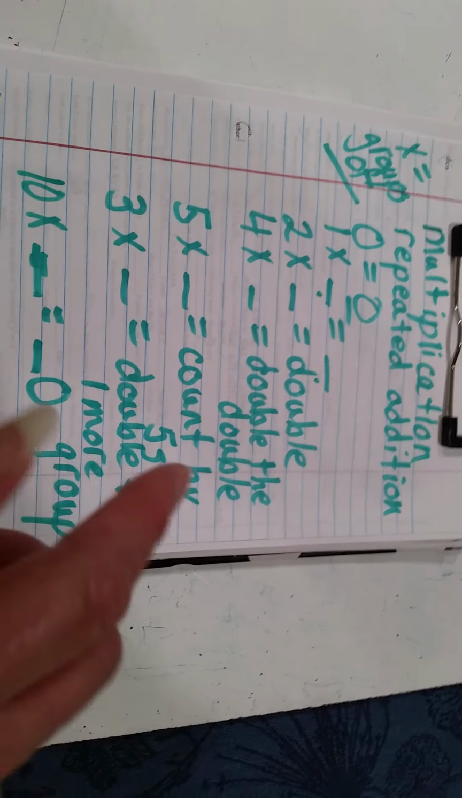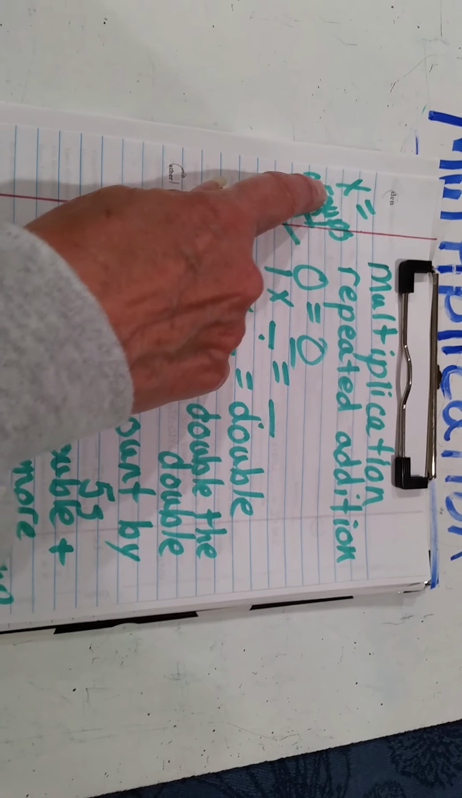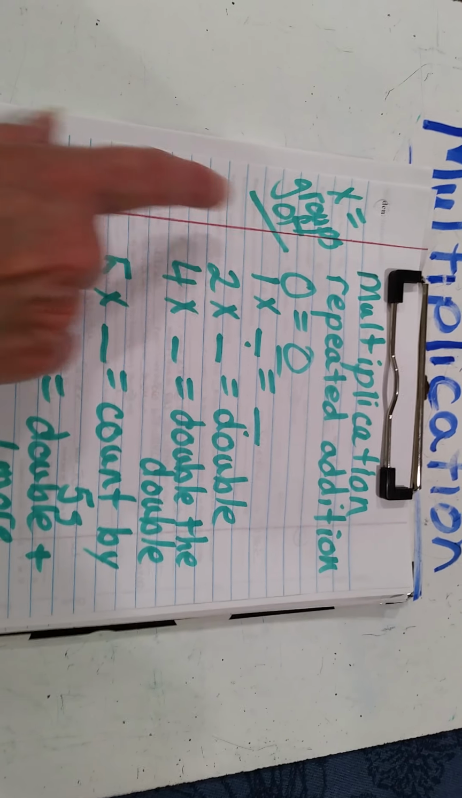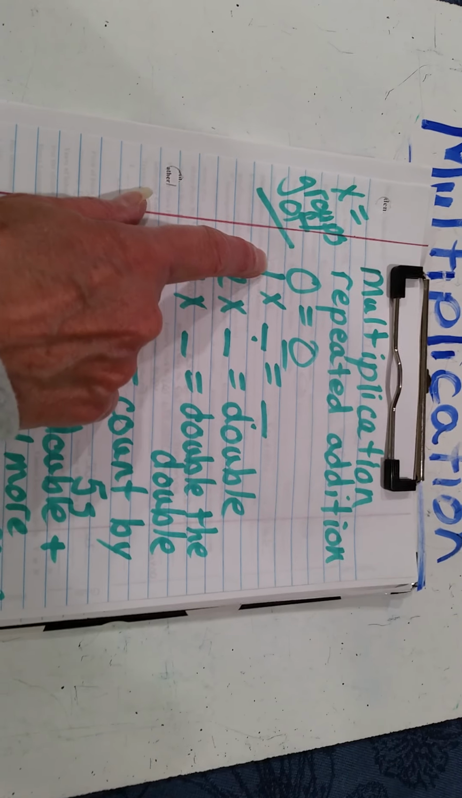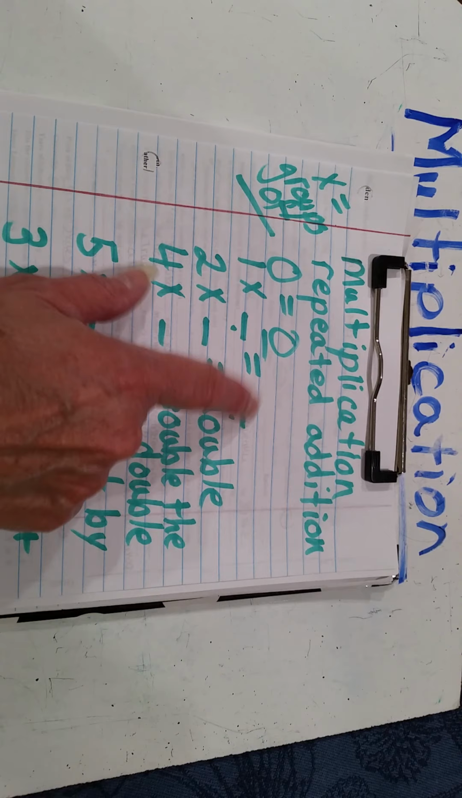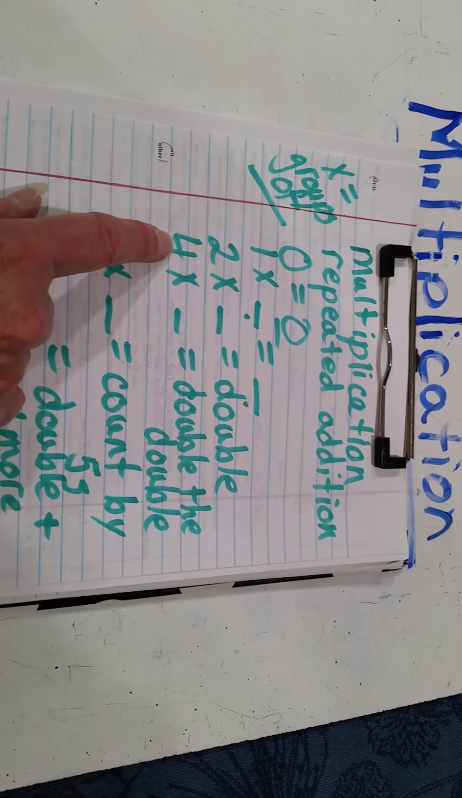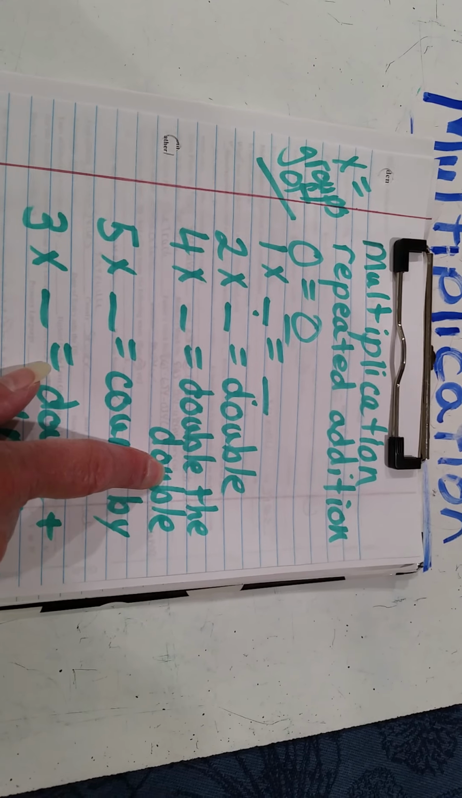This is what we've been working on this morning. Multiplication is nothing but repeated addition. The x in the multiplication problem means groups of. 0 times anything is going to equal 0. 1 times anything is going to be that number. Those two numbers will be the same. 2 times anything is the double. 4 times anything is a double of the double.